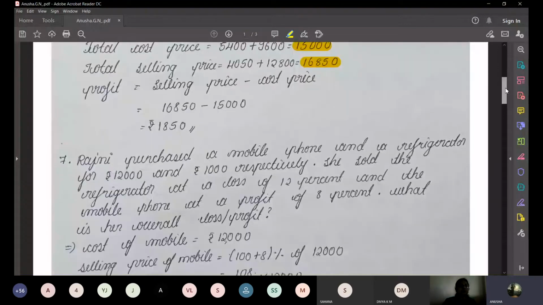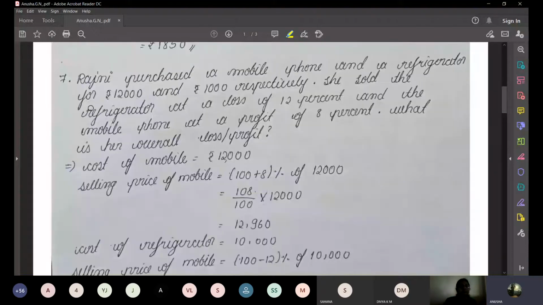Ranji purchased a mobile phone and a refrigerator for rupees 12,000 and here is a small mistake, correct that, it's 10,000 respectively. She sold the refrigerator at a loss of 12% and the mobile phone at a profit of 8%.